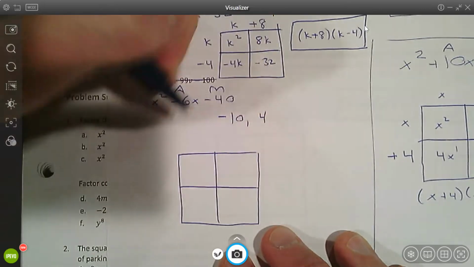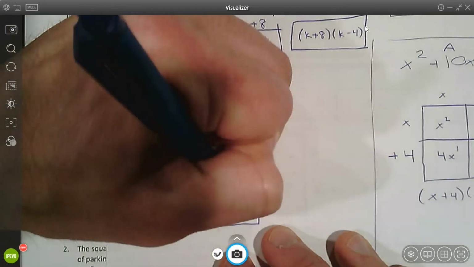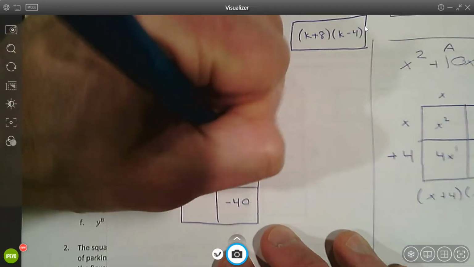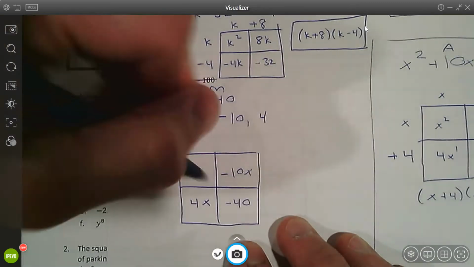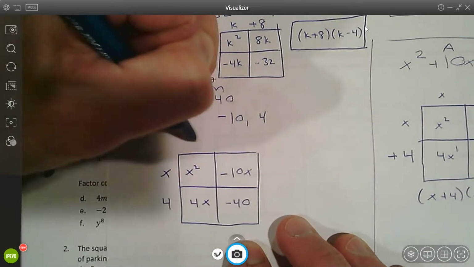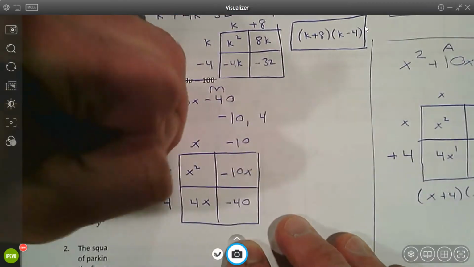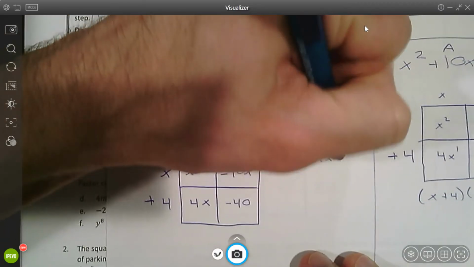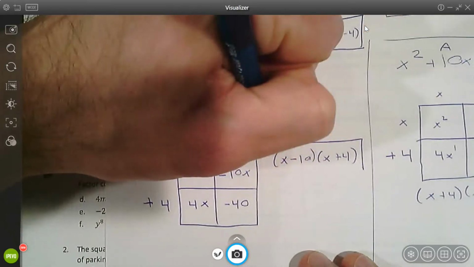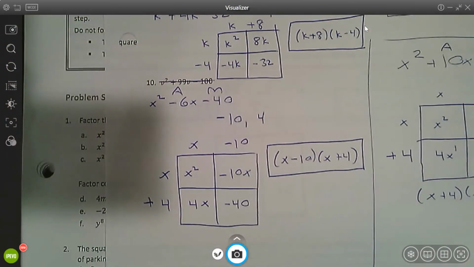And I'm going to end up with here x squared minus 40 minus 10x plus 4x. Doing the GCF work, x, 4, x, negative 10. This should be a plus 4. Factors to x minus 10, x plus 4. And that's going to be my solution.